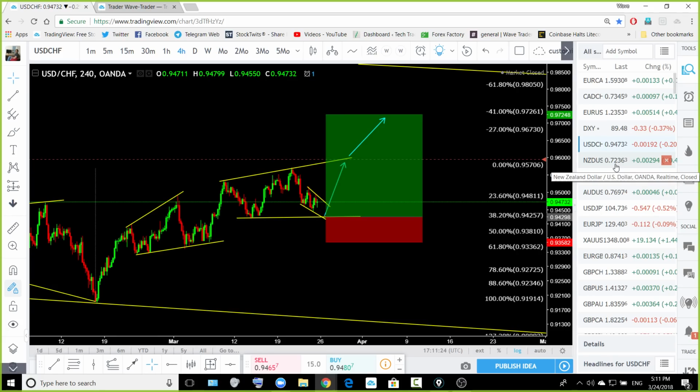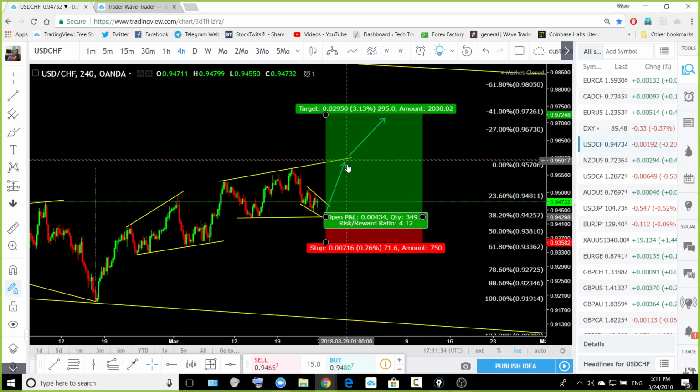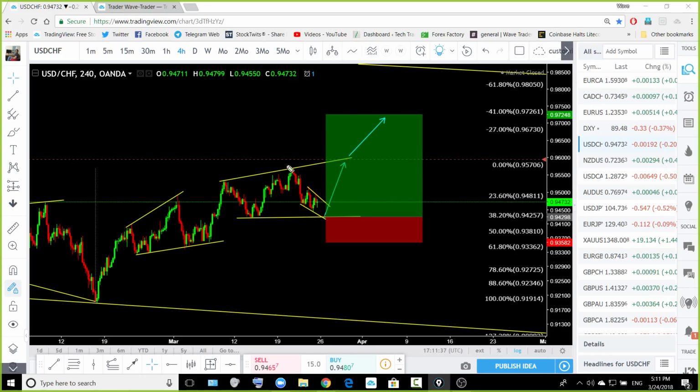Once that correction is complete, take off your profit and look for buy again. All right, so for sell, keep an eye out every time the dollar is forming a new high. Every time it is forming a new high, look for a reversal from the top. So currently, look for buy next week.